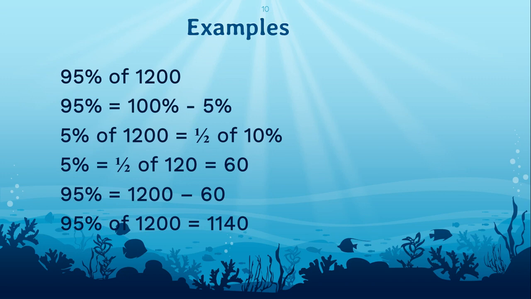Now, solving for 95%, we simply subtract 5% from 100%. So 100% is equal to the base. The base is 1200 minus 5%, which is 60. So 1200 minus 60, that is equal to 1140. Now this is a fast way of solving this problem without having to be challenged with multiplication.